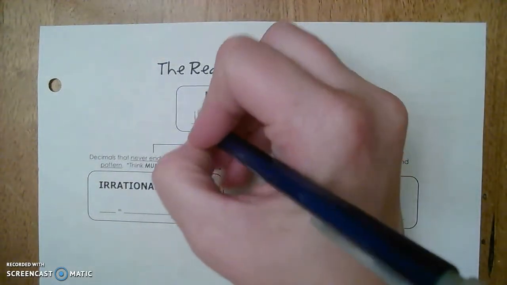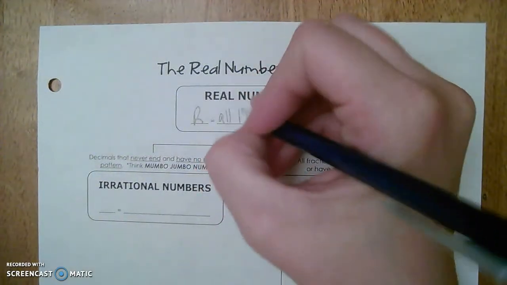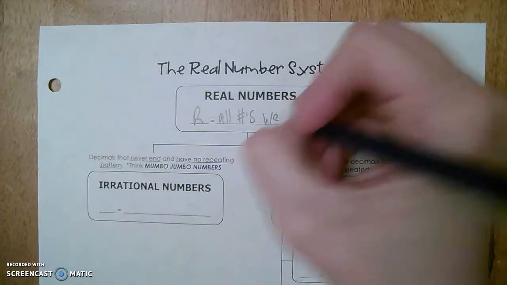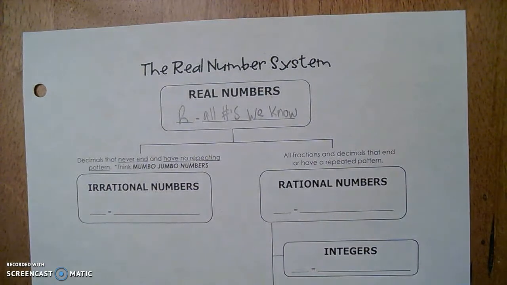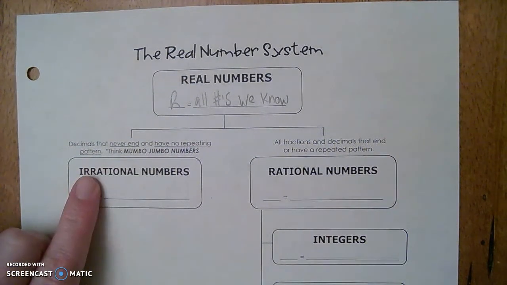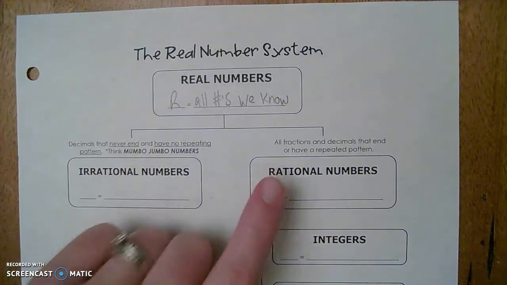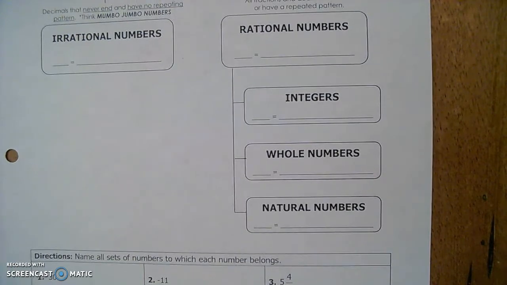Real numbers, we use the letter R to represent real numbers, and these are all numbers that we know. So any number you can think of is considered a real number. In Algebra 2, you will start learning about imaginary numbers, but we will only learn about real numbers. So real numbers are broken then into two separate categories, irrational numbers and rational numbers. We're actually going to start from the bottom and work our way up because they get more complicated.